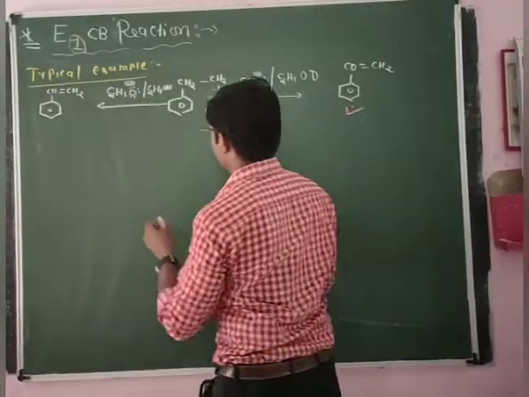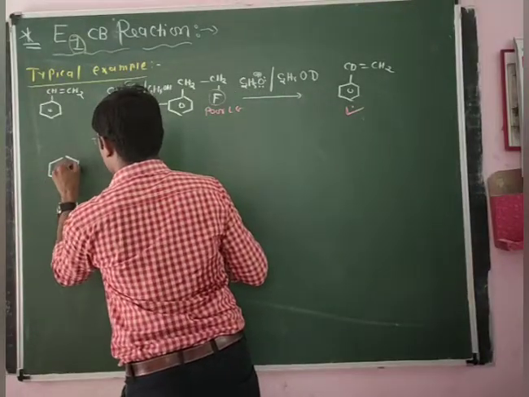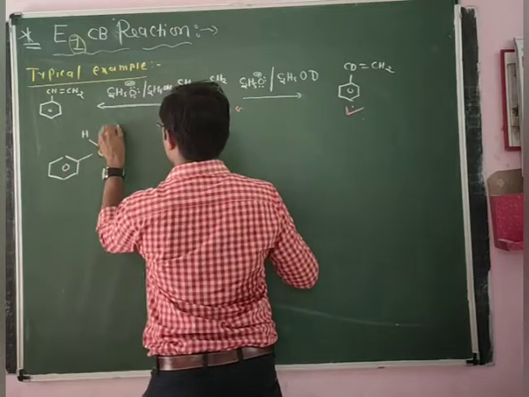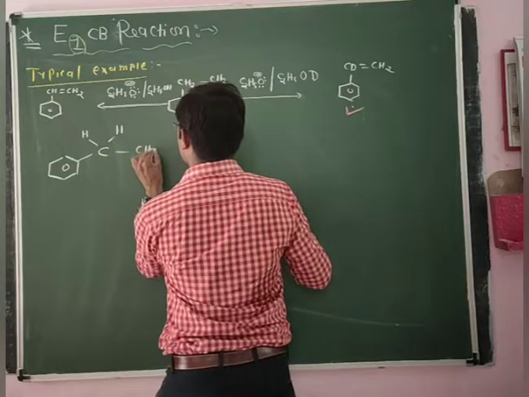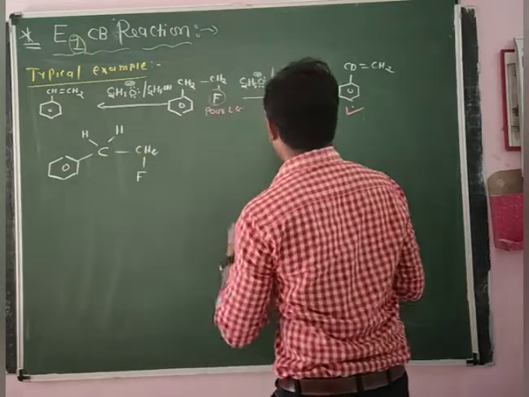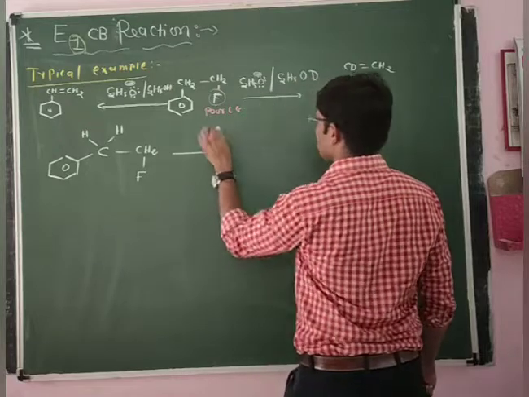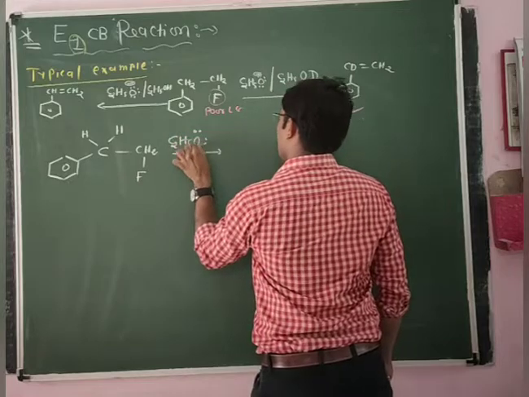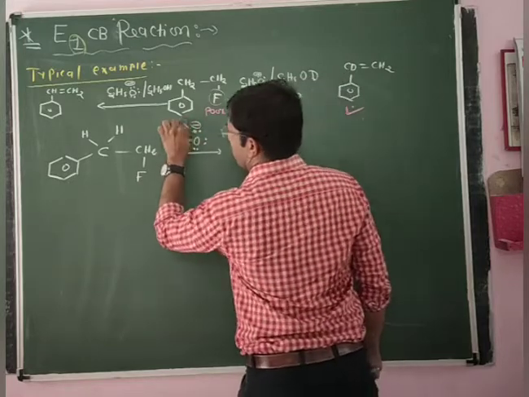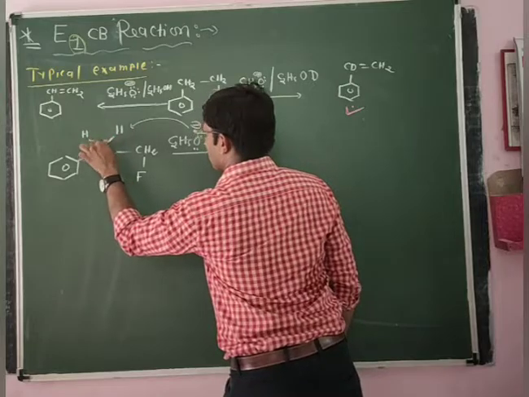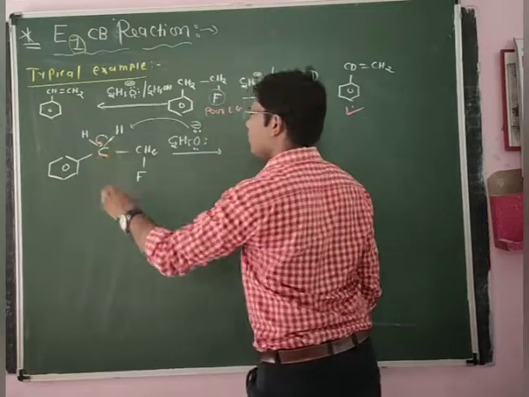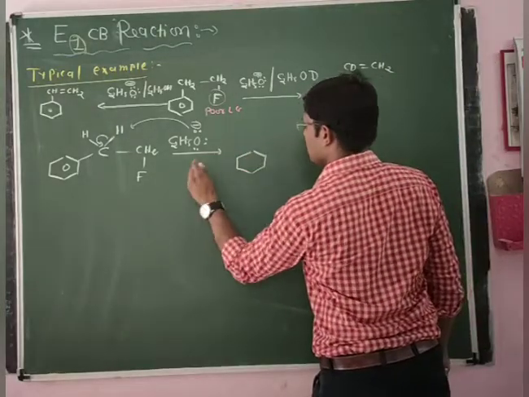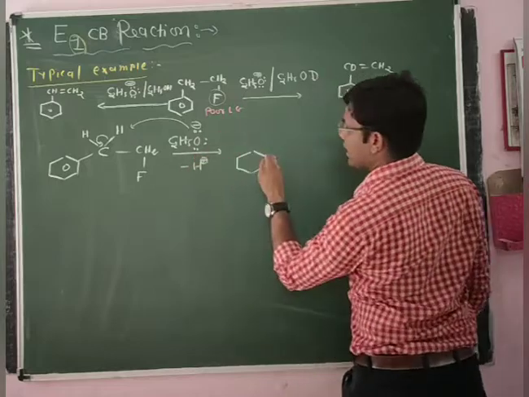So here we have CH2F. You know very well, in the first step there is removal of a proton, and we have a strong base, ethoxide. In the presence of this ethoxide, first there is removal of the proton, and a carbanion is formed.